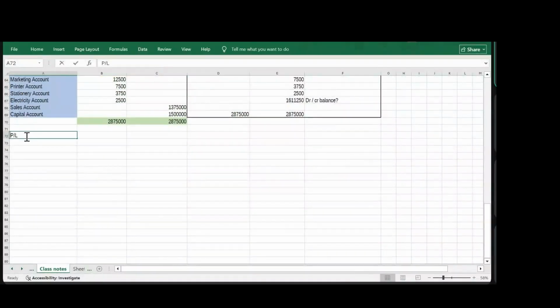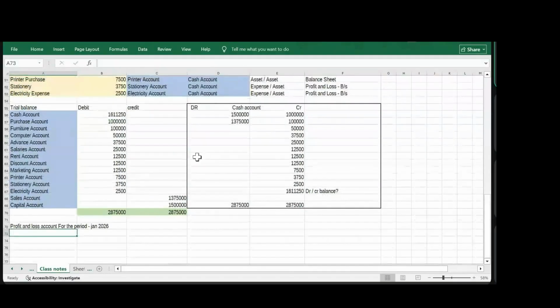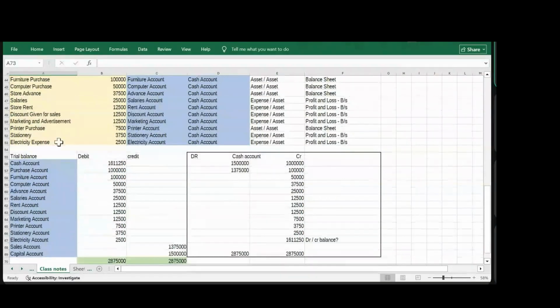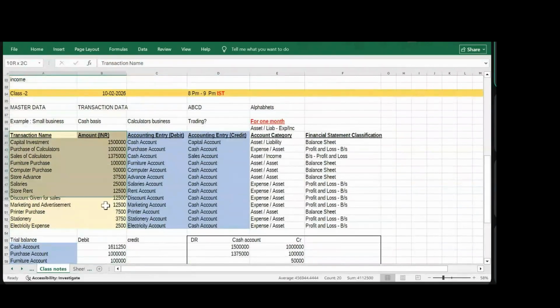What is a profit and loss account? If I'm drawing this account for January, it will be for what? It will be for the period. Don't forget this, for the period. If I started my business in January, I'm drawing my profit and loss account now because I did all these transactions in January.